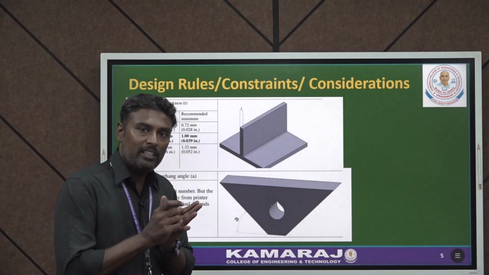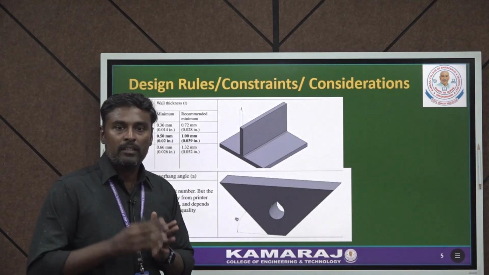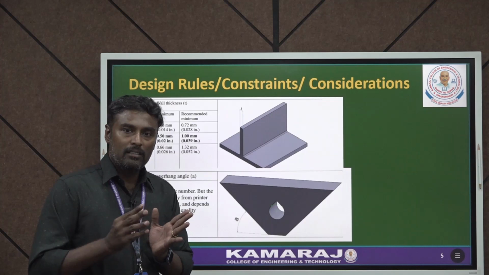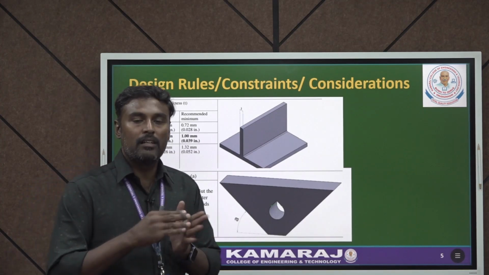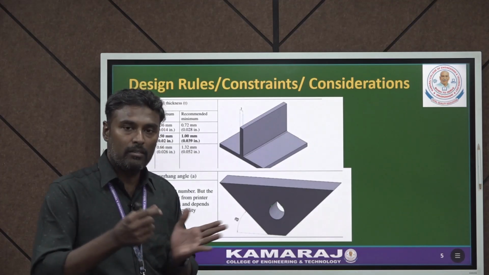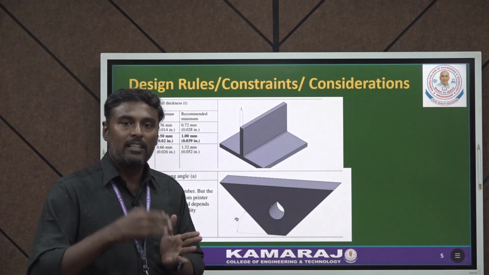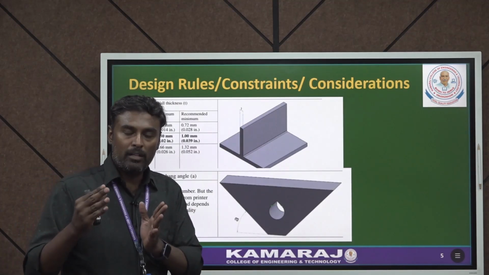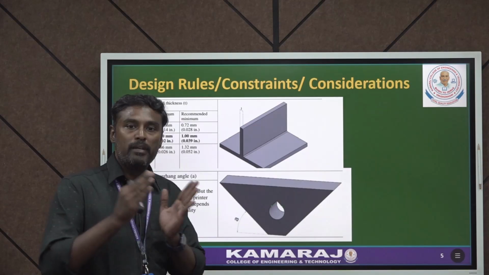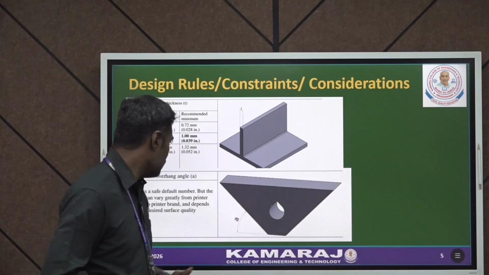If the wall thickness is higher than the recommended values, then there is another problem of fusing or binding of the layers that are bonded together. That is also a major problem. So the wall thickness should not be maximum and it should not be very minimum. It should be within an allowable size.